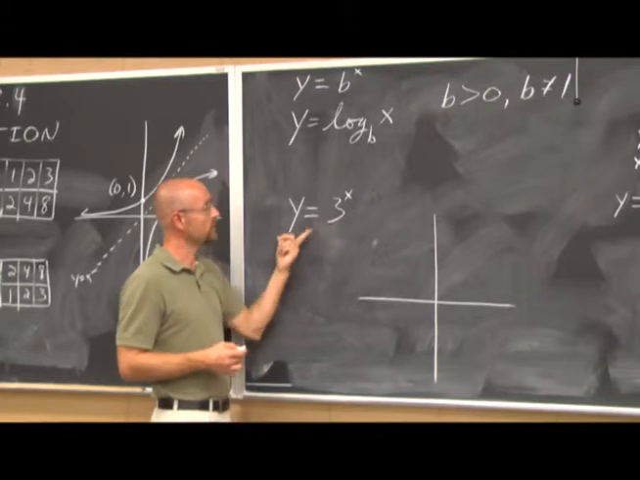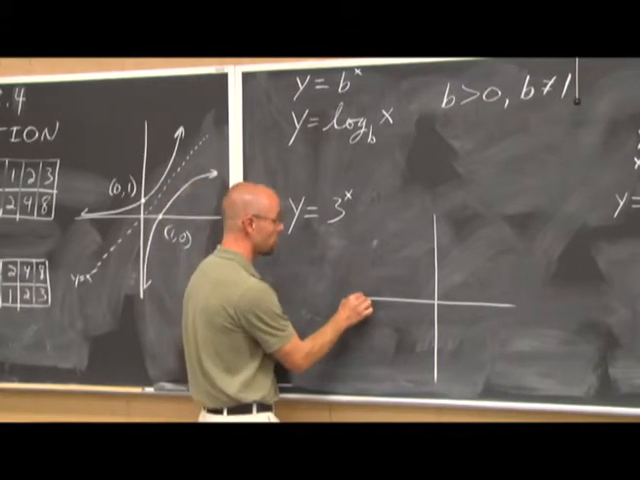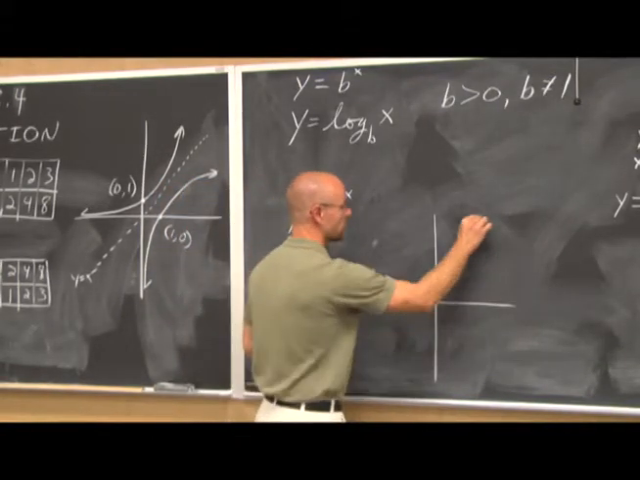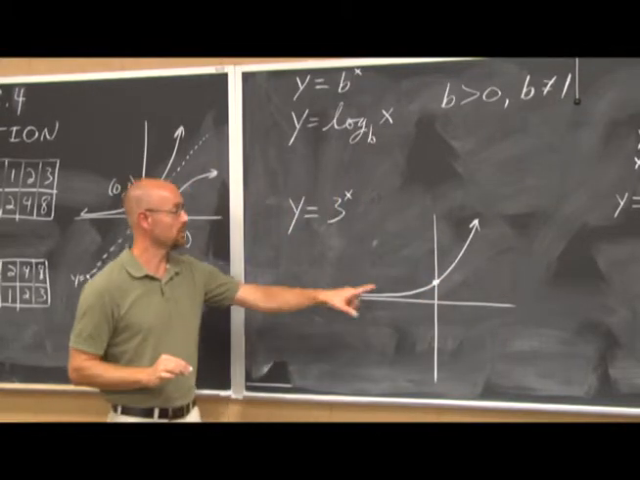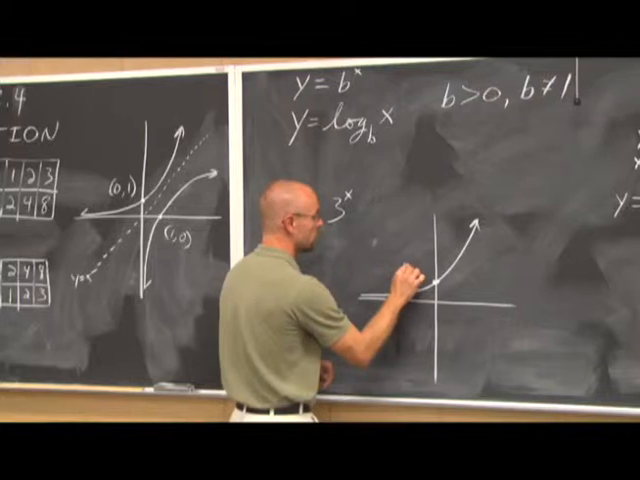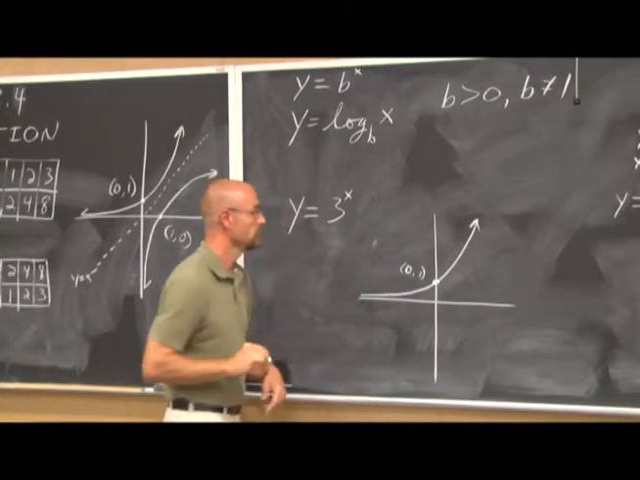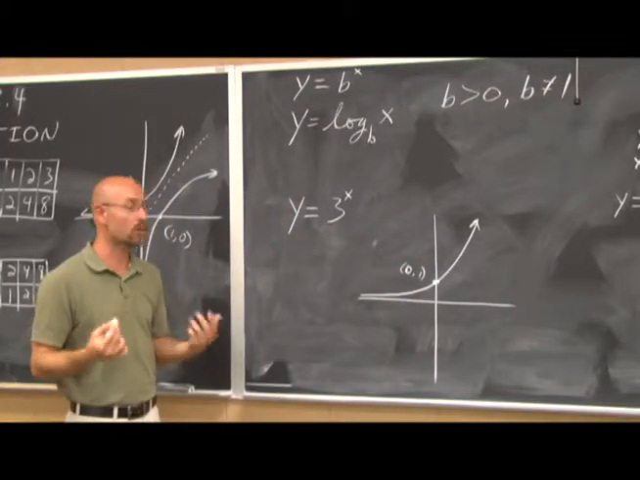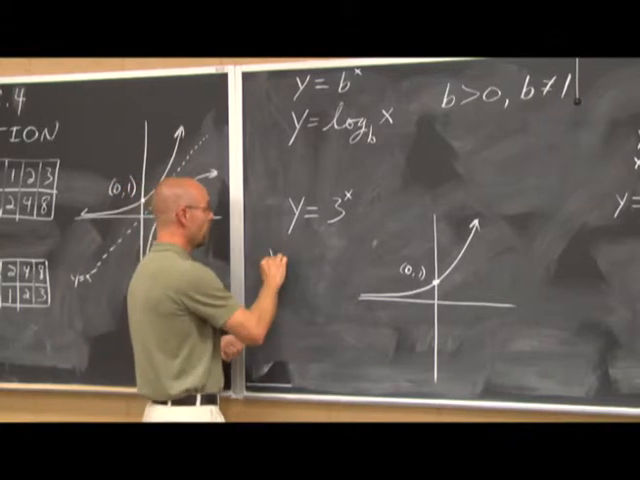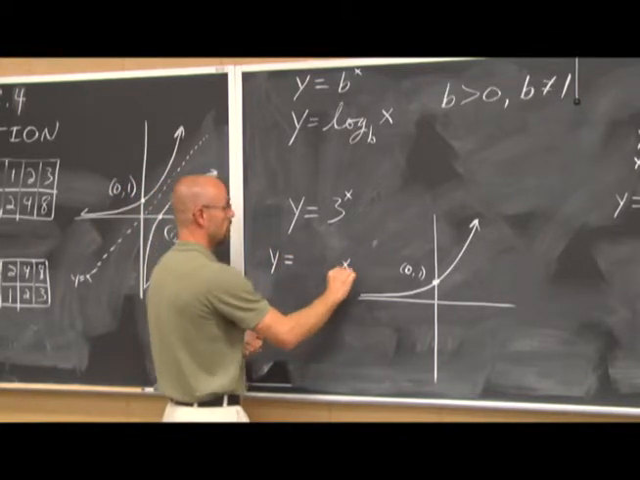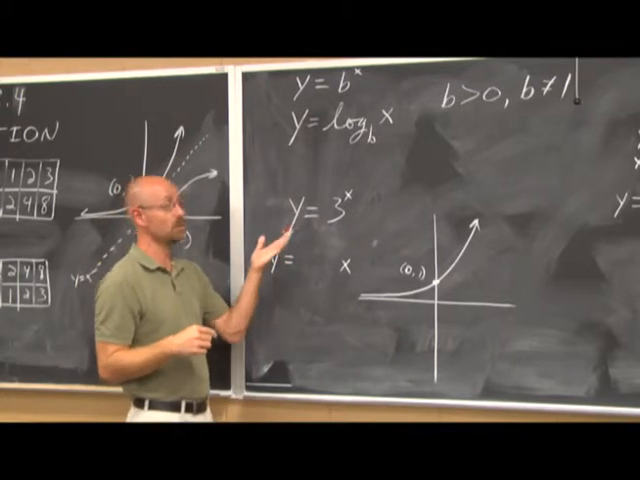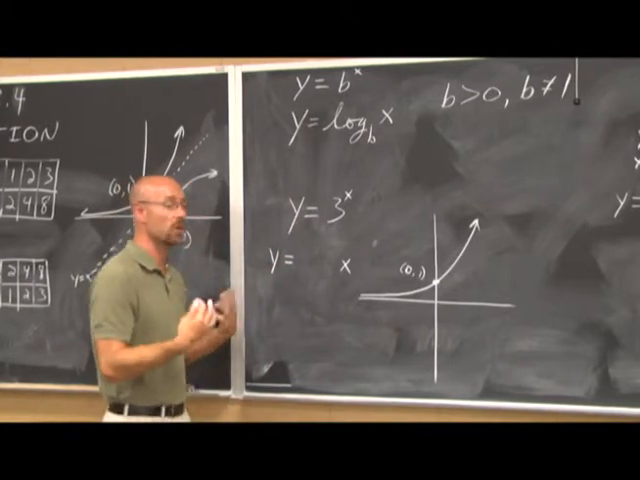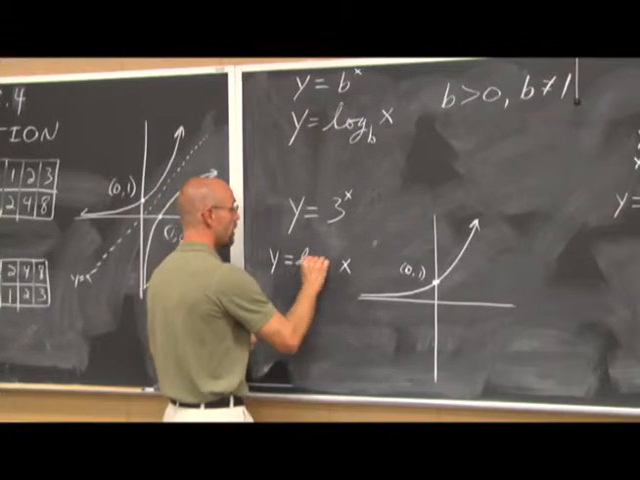So we've seen exponential equations. I'm just going to really quickly graph this. That's our exponential equation. This is the point 0, 1. What is its logarithmic function? Well, if I were to switch my x's and y's, I'd have x equals 3 to the y. This is where we introduce a logarithm.